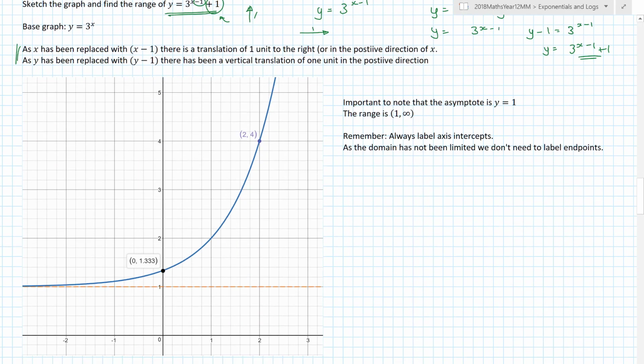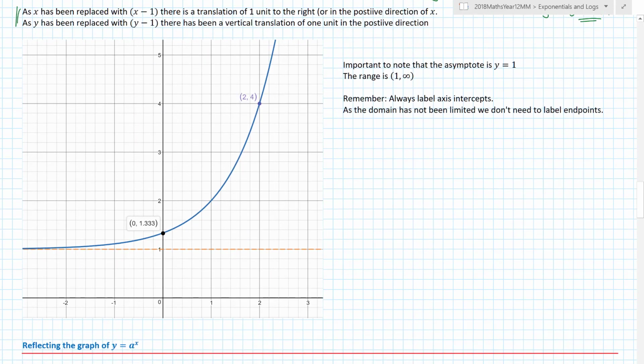Having now got the idea of how it's been translated, drawing the graph is just awesome. Remember to always label the x-axis, y-axis, and the asymptote. That's the line y equals 1. That asymptote is critically important. Label any axis intercepts, and then I always label 1 extra point, just so the examiner knows. It made sense that I was going to have the point 1, 1. I looked at the point 1, 1, and worked out what's going to happen when I move this.